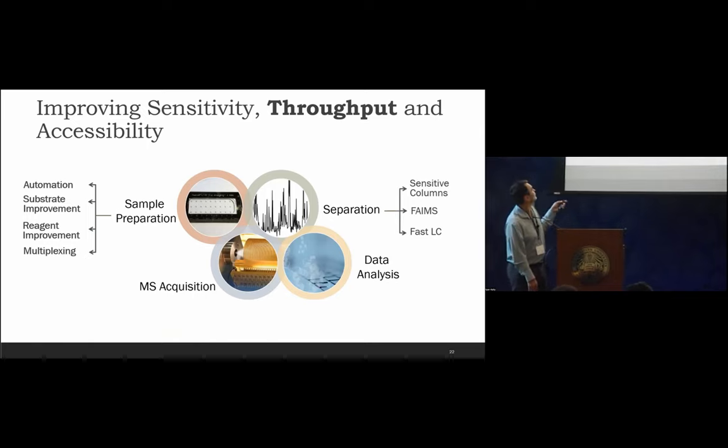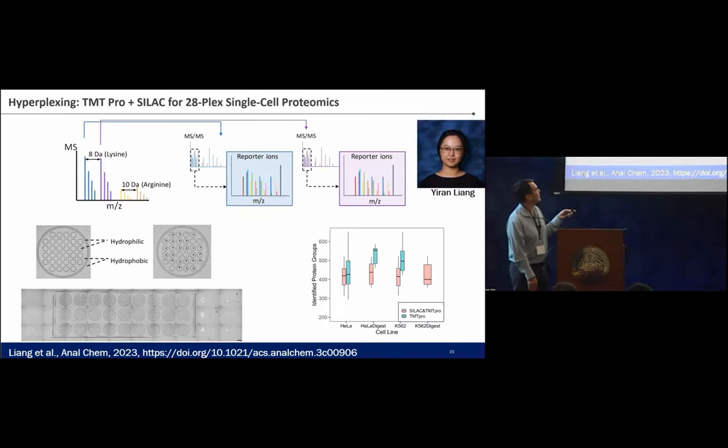Okay, so we've talked about sensitivity, we've talked about accessibility. Now a little bit on throughput. So this is not a project that you could do with the HP cell dispenser. This really relied heavily on the Cell-in-One because this is a nested nanowell, building on some work from Ying Zhu at PNNL, now at Genentech.